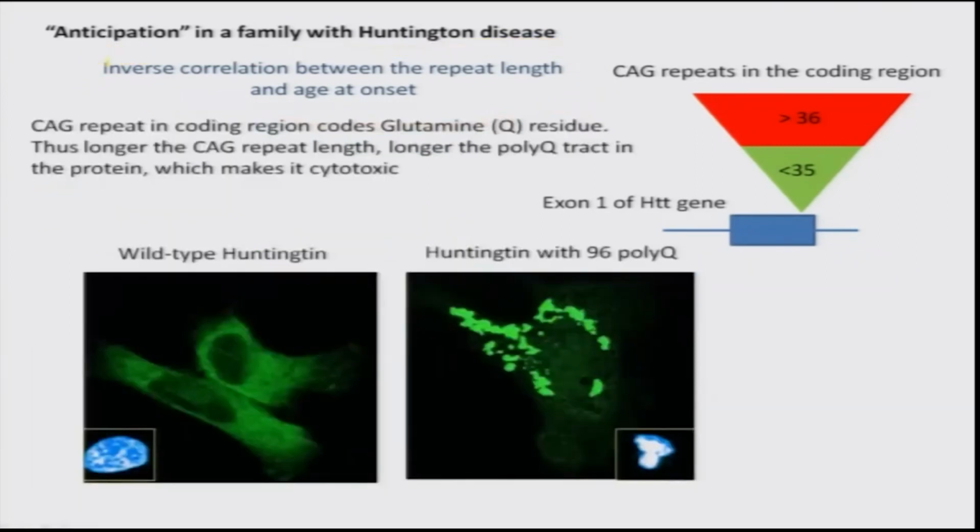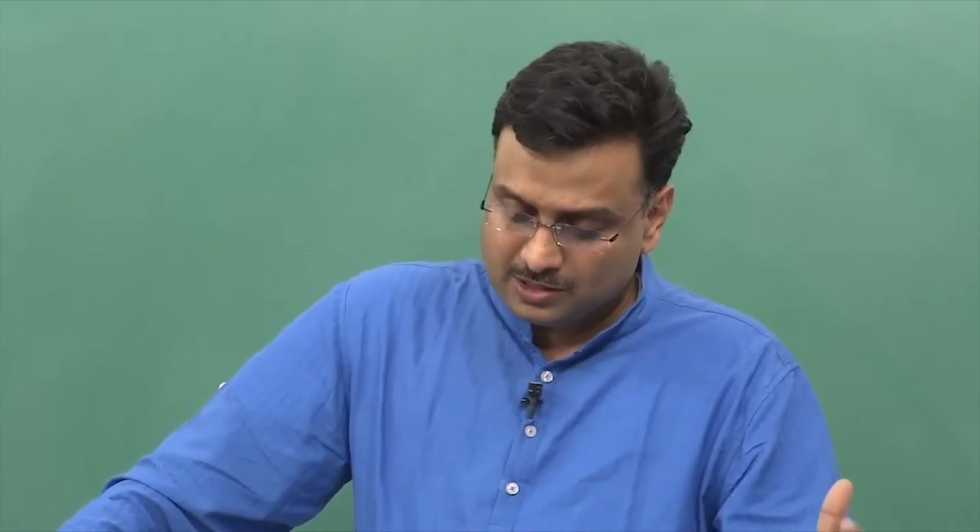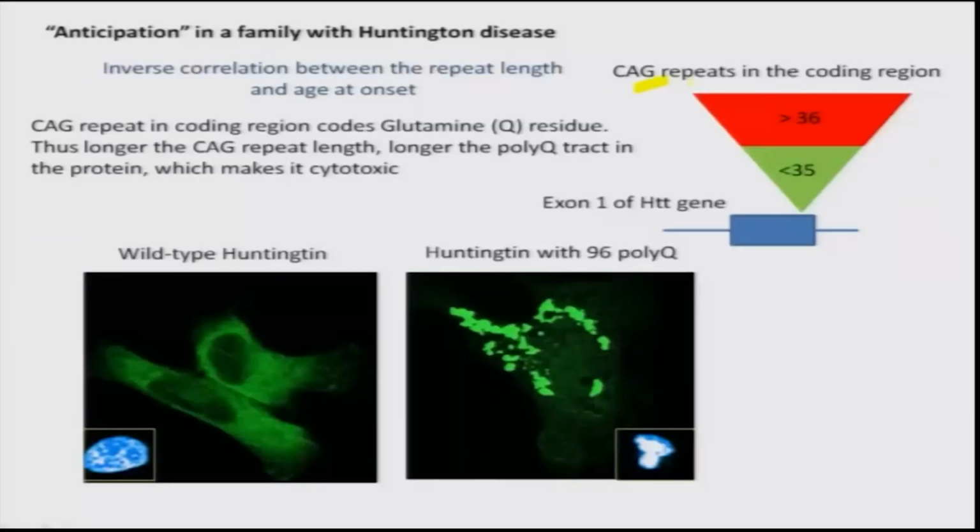The question is why. Why should the disease appear much earlier if you have larger repeats? What is interesting is that, as I told you, this CAG repeat is present in the exonic region of the gene, meaning it is coding for a protein. It so happens that CAG itself is a codon. So, when you have 25 or 30 or 12 such repeats, your protein also will have as many glutamine repeats in it.